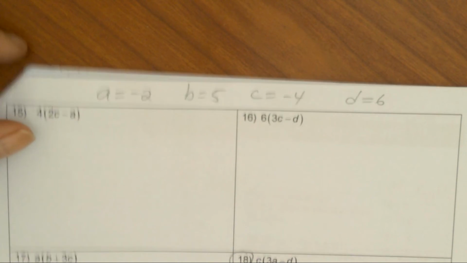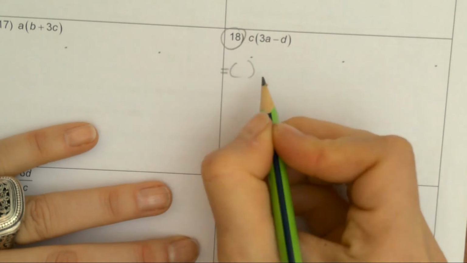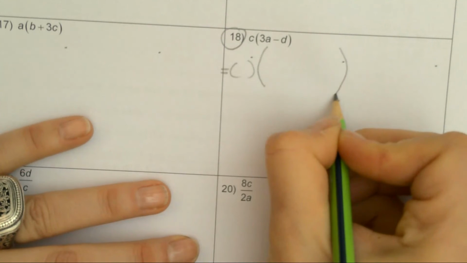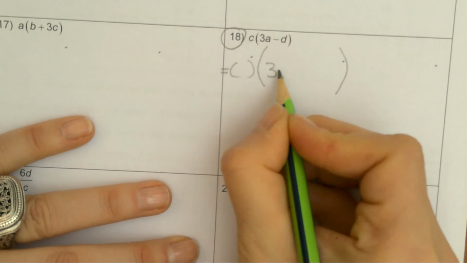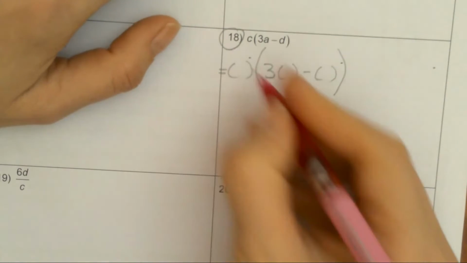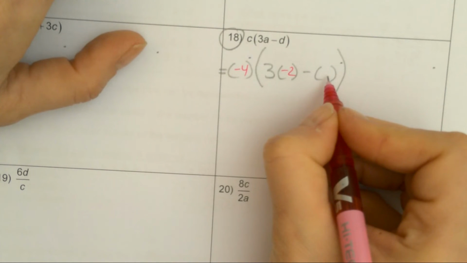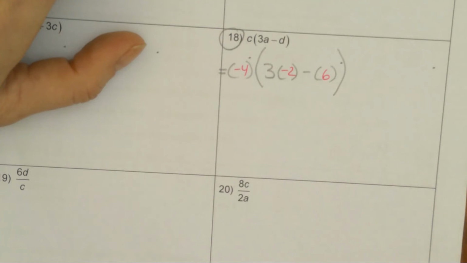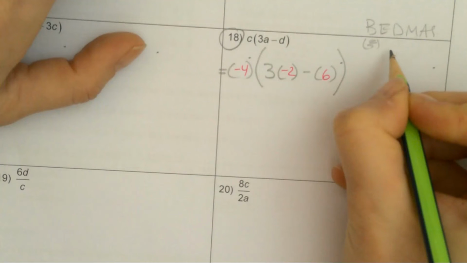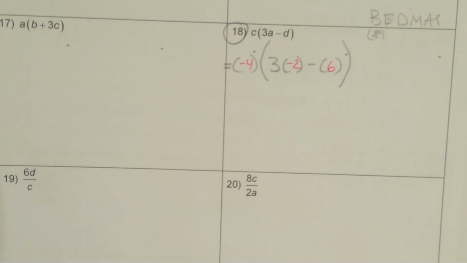So let's do 18. So bracket, let's put an equal sign. Oh, lots of stuff inside the bracket, so I'm going to do big bracket, 3 times A, little bracket, minus little bracket. So how much is C? C is -4, A is -2, and D is 6. Okay, BEDMAS. So inside the brackets. Ooh, we have lots of stuff inside the brackets. So let me get some paper.